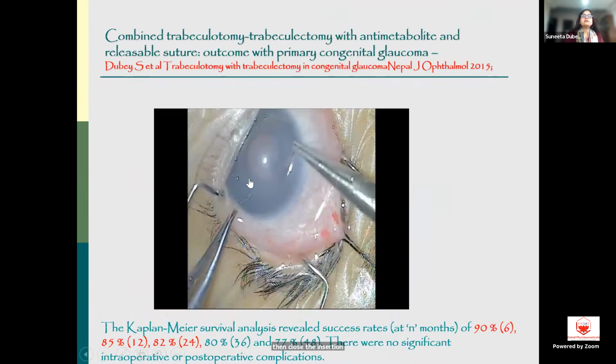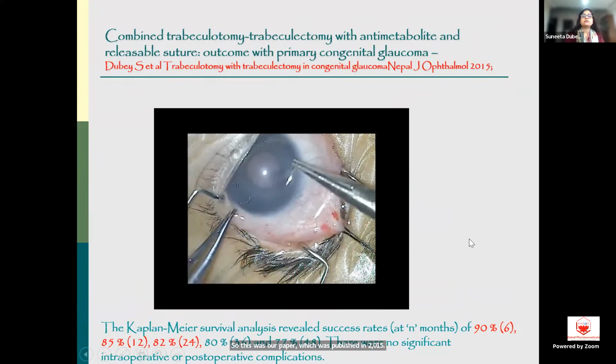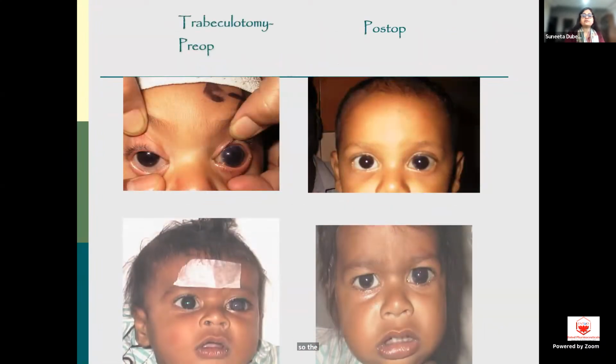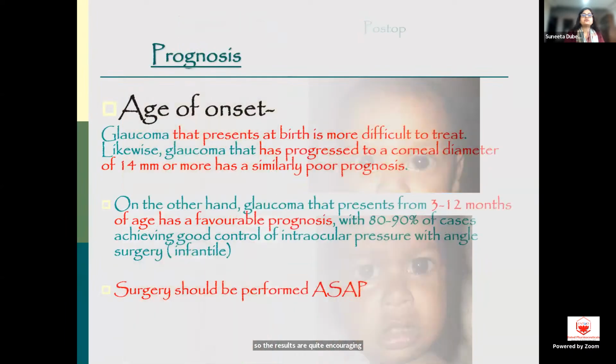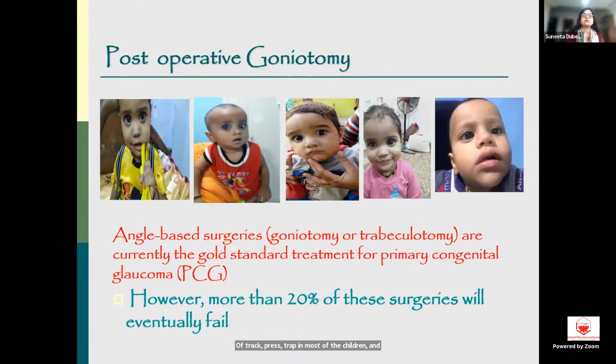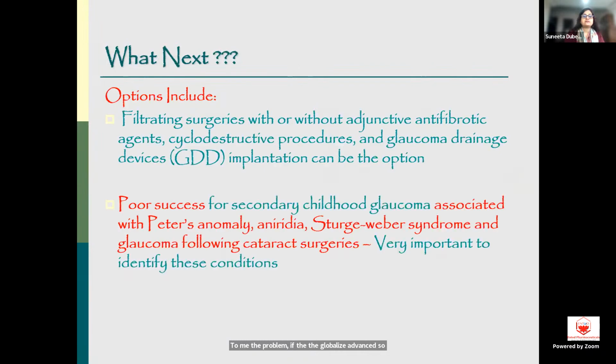So this was our paper, which was published in 2015. Again, I think the same procedure. The results are quite encouraging of trap plus trap in most of the children. However, some children do fail, especially after goniotomy if the glaucoma is advanced. So more than 20% of these surgeries will eventually fail and require another surgery.